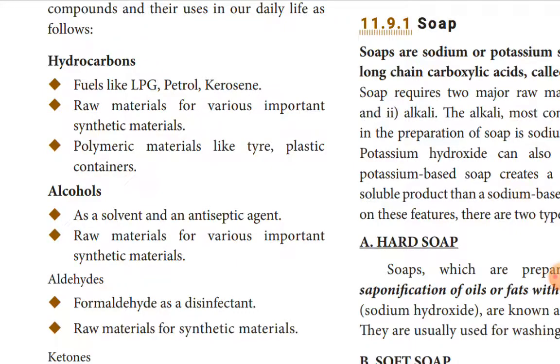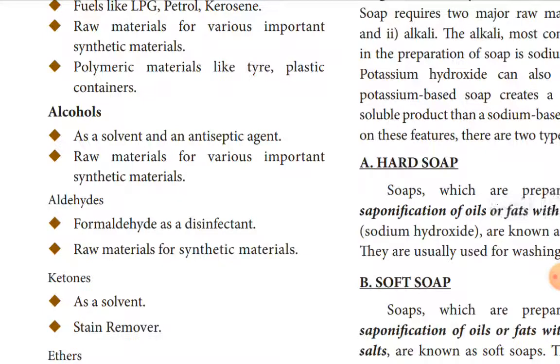Then aldehydes. Aldehydes, in the form of formaldehyde, are used as a disinfectant, and these are raw materials for synthetic materials. Aldehydes are also used to make resins, dyes, organic acids, perfumes, detergents, and soaps. So industrially it is used on a large scale. Formaldehyde is mainly used on a large scale for industrial purposes.